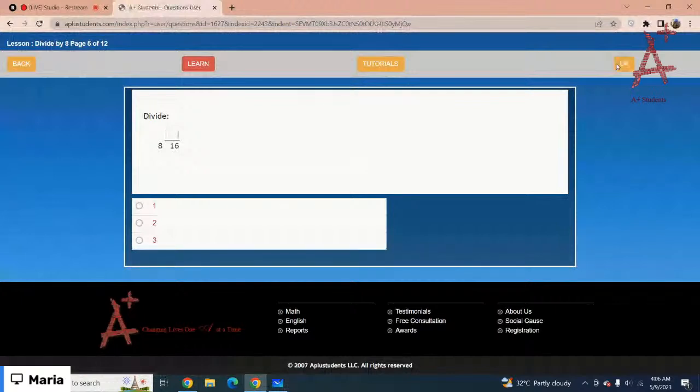Okay, 8 times what number is 16? You have to divide 16 by 8. You have to count the table of 8 until 16. So 8 times what number is 16?